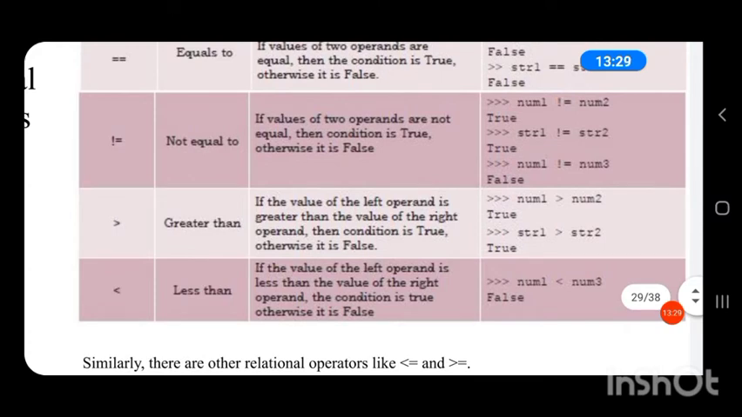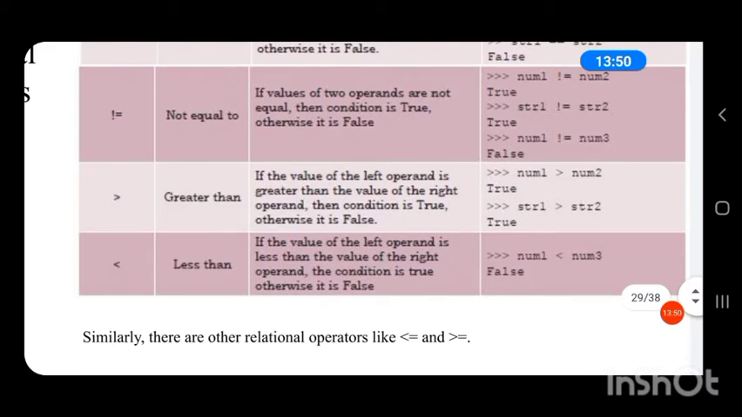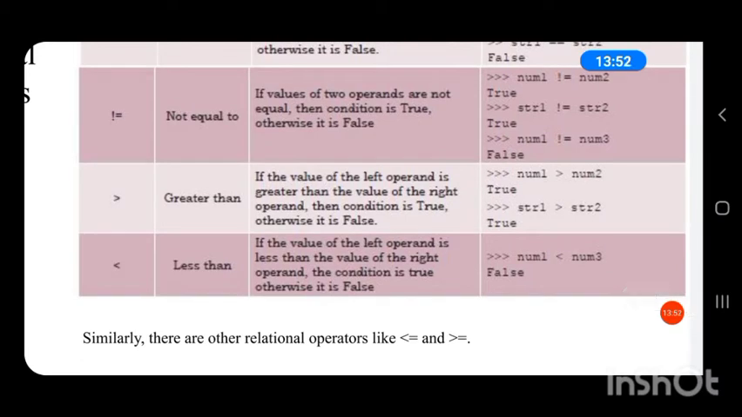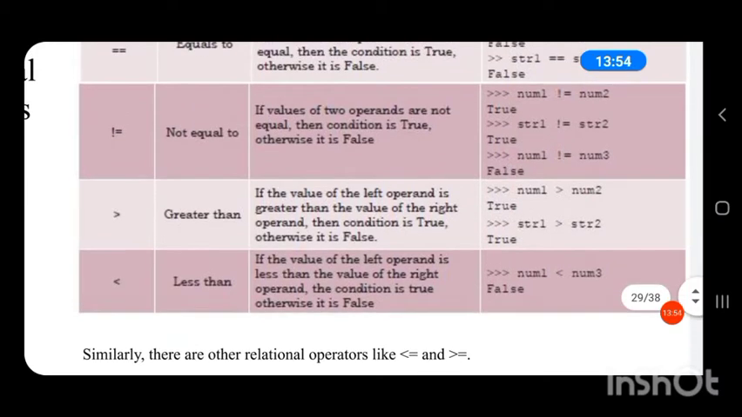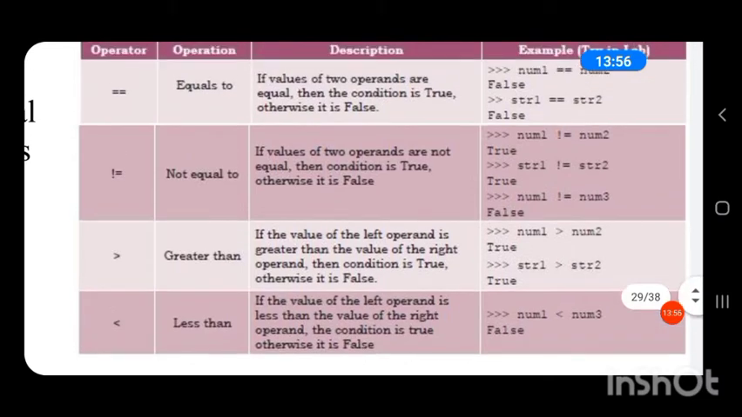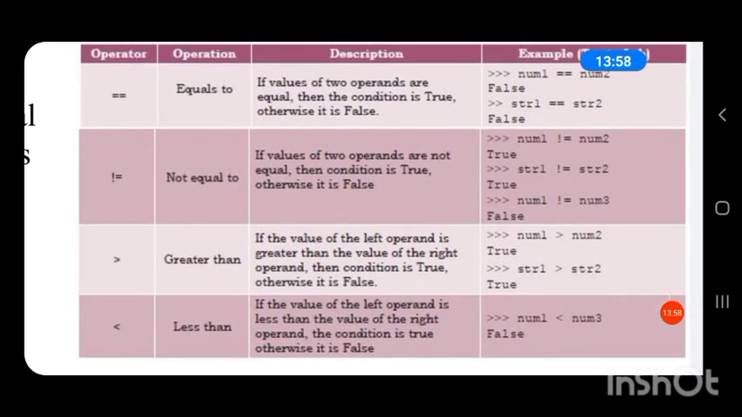Then the greater than symbol. If the value of the left operand is greater than the value of the right operand, same as in maths, how the greater than and less than symbols work, likewise only in here also. If the value of the left operand is greater than the value of the right operand, then the condition is true. Otherwise, it is false.